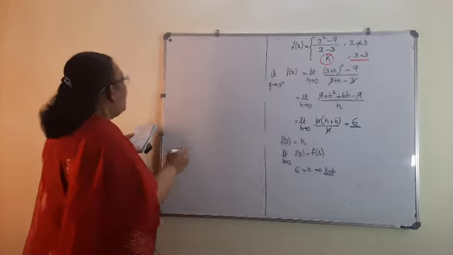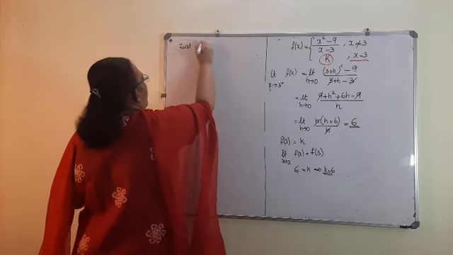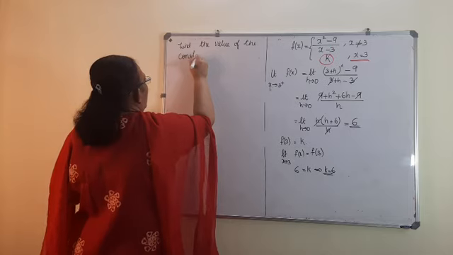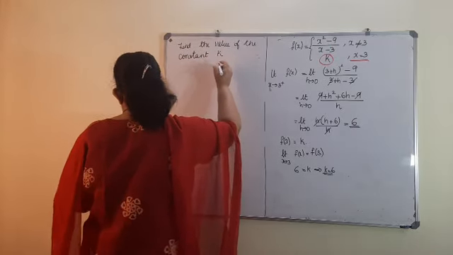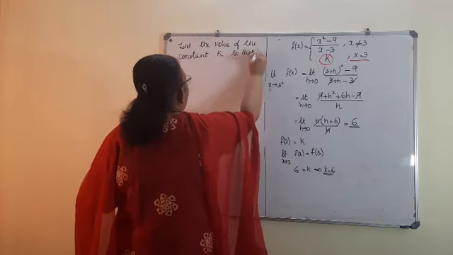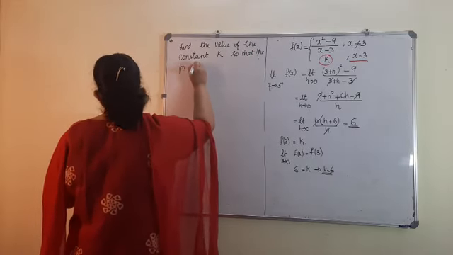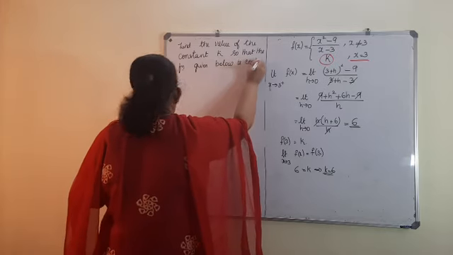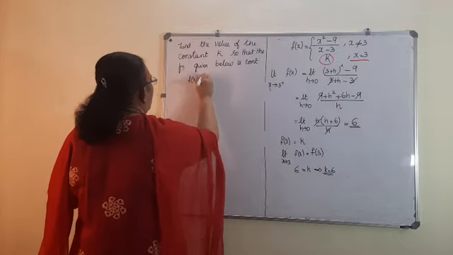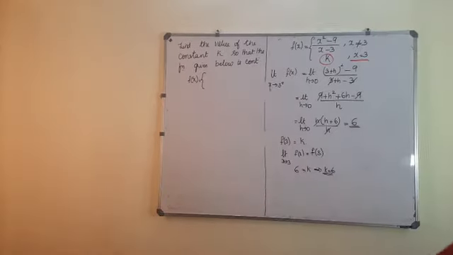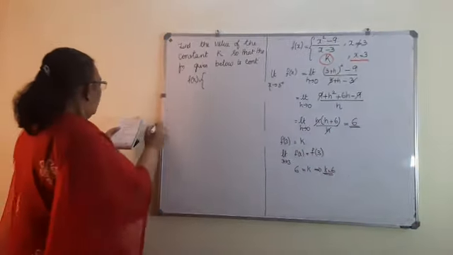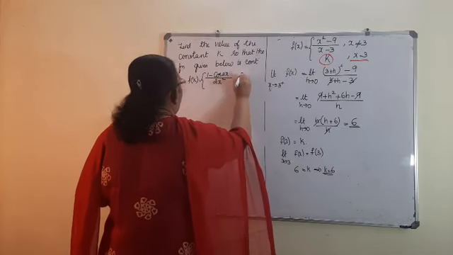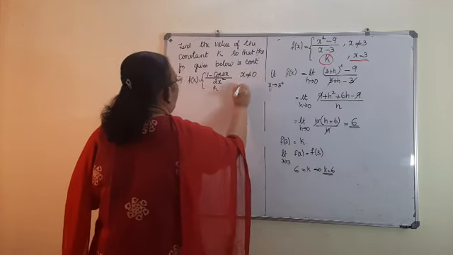Now next one. Find the value of the constant k so that the function given below is continuous. f of x is equal to 1 minus cos 2x divided by 2x squared, x not equal to 0, k if x is equal to 0.